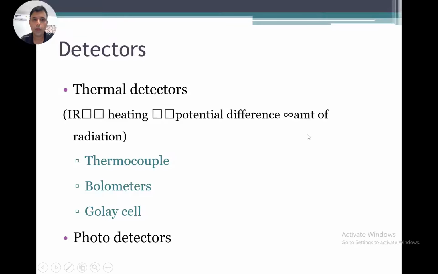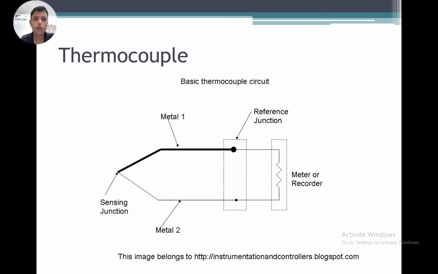Okay, next one is the first IR detector, that is the thermocouple. A thermocouple is a simple, widely used device for detecting IR radiation. It is constructed from two dissimilar metals, which are joined at one end to form a junction, which acts as a sensing element. This junction is also called the hot junction, which is often blackened or coated to absorb maximum IR radiation effectively, while the other end of the metals is kept at a reference temperature. That is called the cold junction.